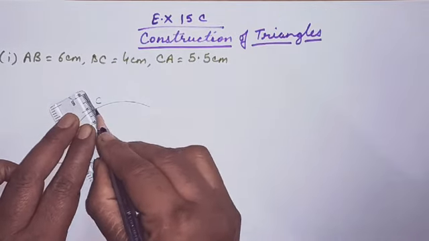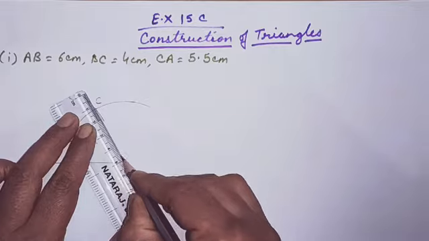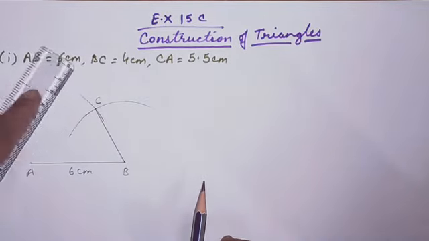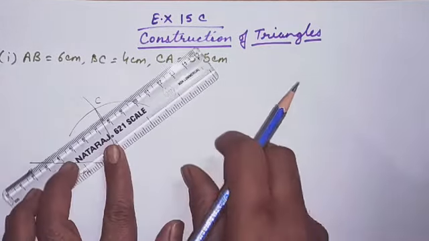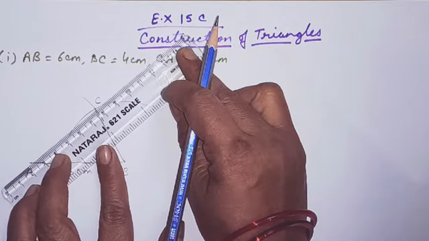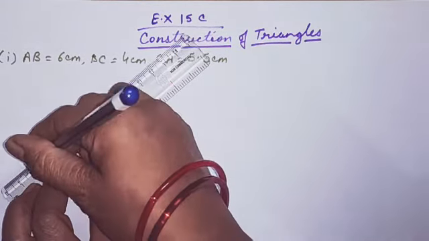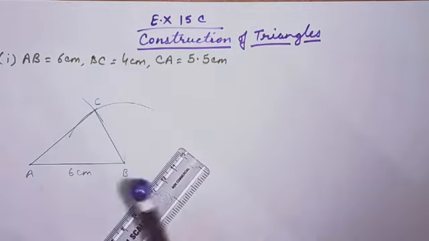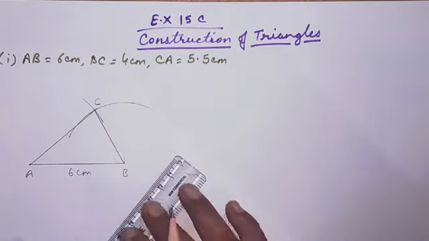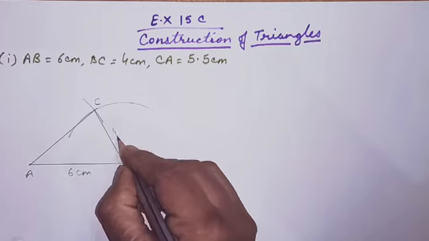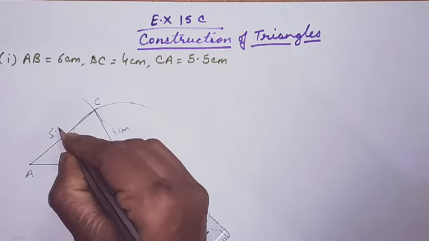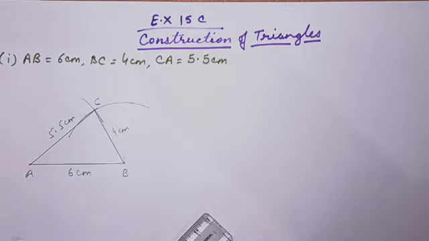Now the next step is join C to B and to A. This will complete the triangle. Now you can measure the length of AC and BC also. This will be 4 centimeter. And this will be 5.5 centimeter.